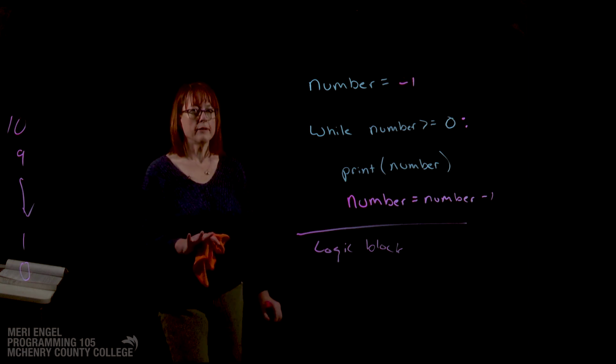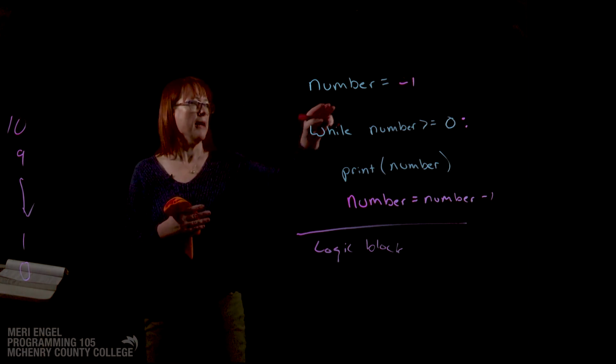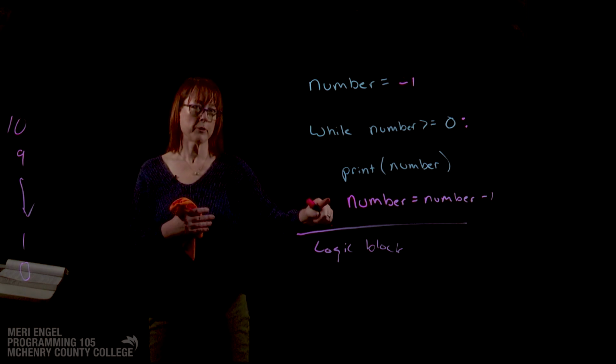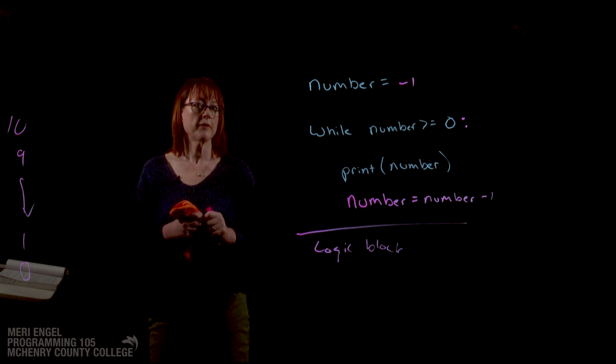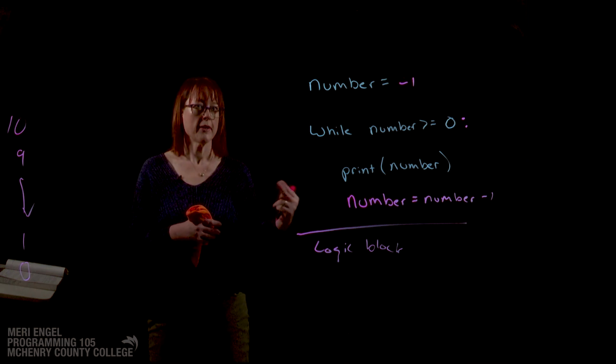So a while is a looping statement that tests a condition to see if it should continue, and it can test the condition before it performs any action. This is one of the more common types of repetition structures that you're going to see.